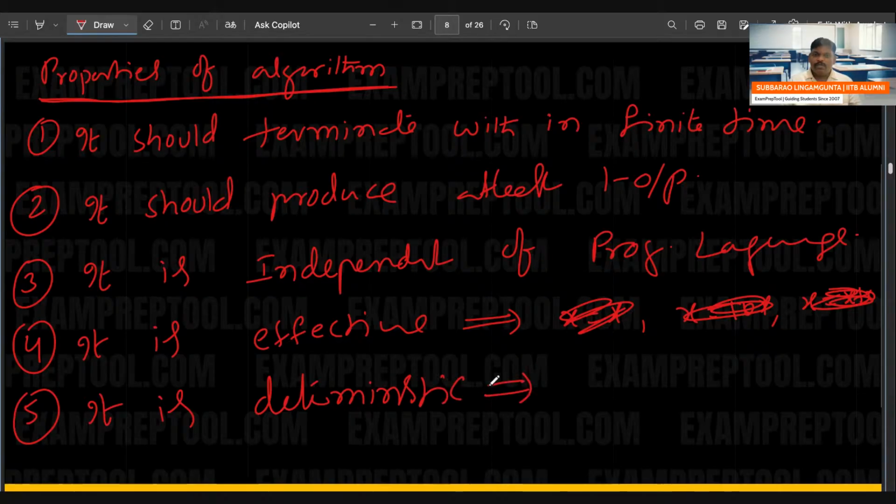In the sense, every statement in the algorithm is unambiguous. One line cannot have multiple meanings. It is deterministic. Every line in the algorithm should have only one meaning. If one line has multiple meanings, then definitely one algorithm will produce multiple answers, and then definitely no one will trust it.